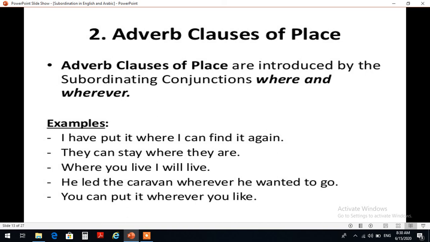Examples: I have put it where I can find it again. They can stay where they are. Where you live, I will live. He led the caravan wherever he wanted to go. You can put it wherever you like.